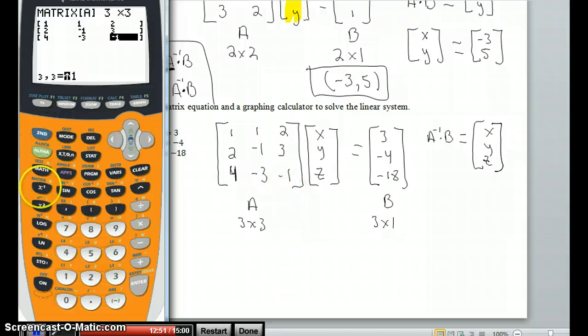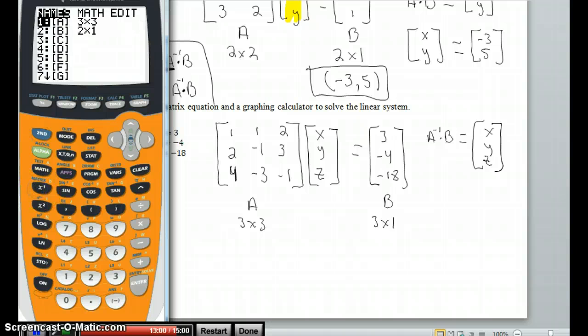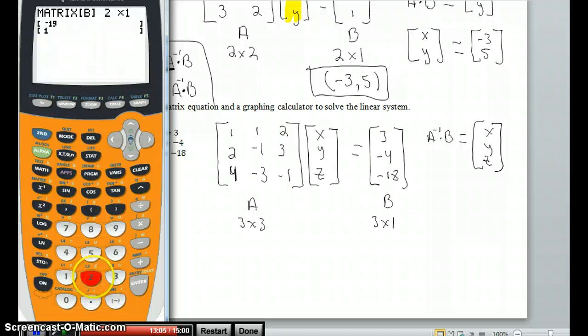Then we'll go to second matrix. We'll edit B. And we need a 3. Oh, I went to the wrong one. Second matrix, edit. I got to hit number 2. So I go to matrix B. This is going to be a 3 by 1. Enter. And then 3. Enter. -4. Enter. And then -18. Make sure I type those in correctly, which I did.